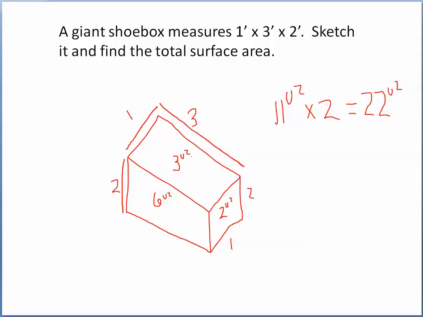So 1 times 3 is 3 units squared. This side of the shoebox is 2 times 3, it's 6 units squared, and this one happens to be 2 times 1, which is 2 units squared. Add those together, and I have the total surface area of half of the box. So multiply that times 2, and I get 22 units squared.